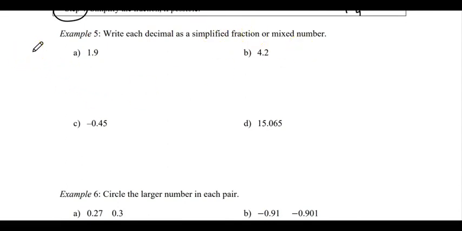So we're going to start with 1.9, right? So I have the whole part. I have the 9 as a decimal. After the decimal point, it's in the tenths place. So I'm going to put the 10 as the denominator and put the numerical value of the decimal part in the numerator.